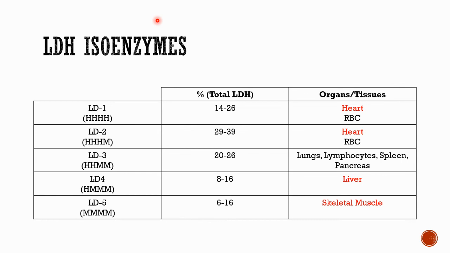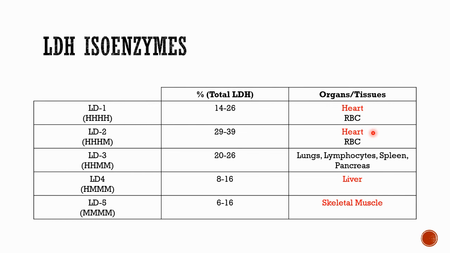So we have different LDH isoenzymes. We have LD1, LD2, 3, 4, 5. So 5 isoenzymes. Okay. So for LD1, most specifically sa heart siya makikita. Same as with LD2. Okay, so sa heart and sa heart. So kung mapapansin niyo yung mga enzymes na makikita sa heart, if elevated sila, they can probably mean myocardial infarction or parang heart attack.